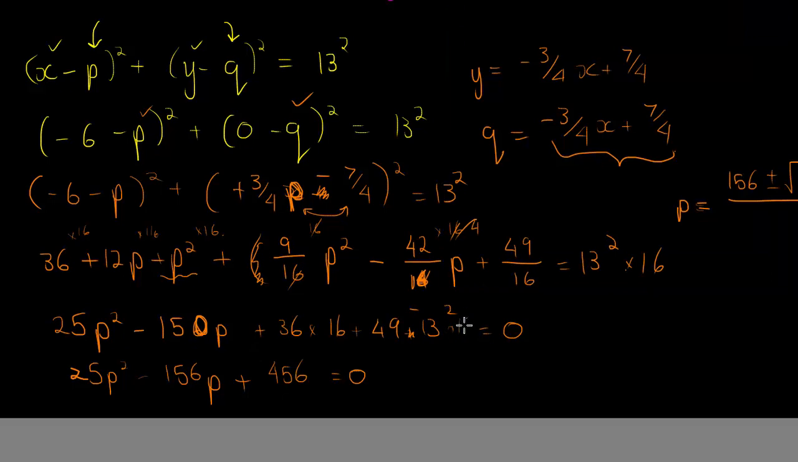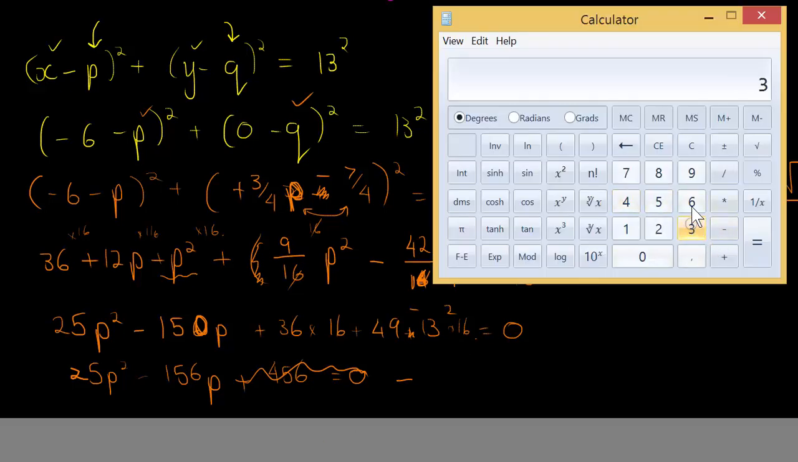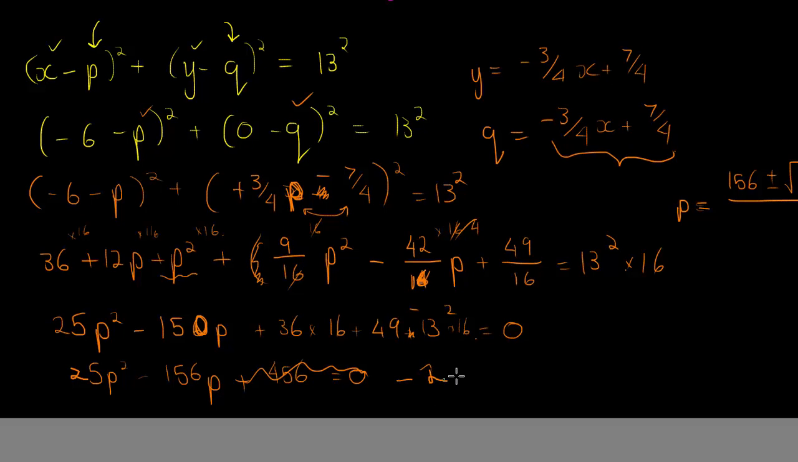And then this is times 16. So in the end, this part will also be wrong. So this part will be minus, I think. So 36 times 16 plus 49 minus 169 times 16. Yeah, that was a crucial mistake. Common mistake. Negative 2079 is equal to 0.